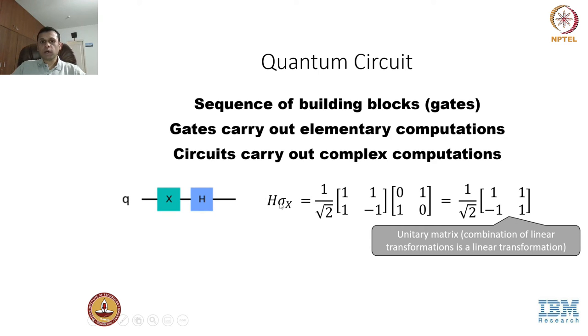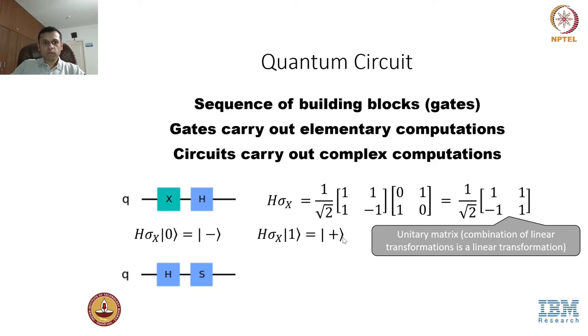So in the case of H times sigma X, this is the final matrix we get, or the final linear transformation. And note that any such combination of gates is also going to produce a unitary matrix, just like any single gate does. When you apply this particular circuit, if you do the math, you'll figure out that the state zero is going to be transformed to the state minus, whereas the state one is going to be transformed to the state plus.